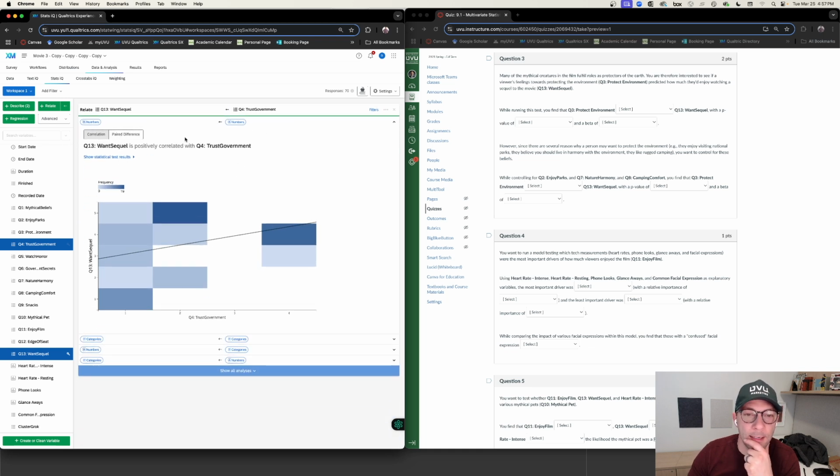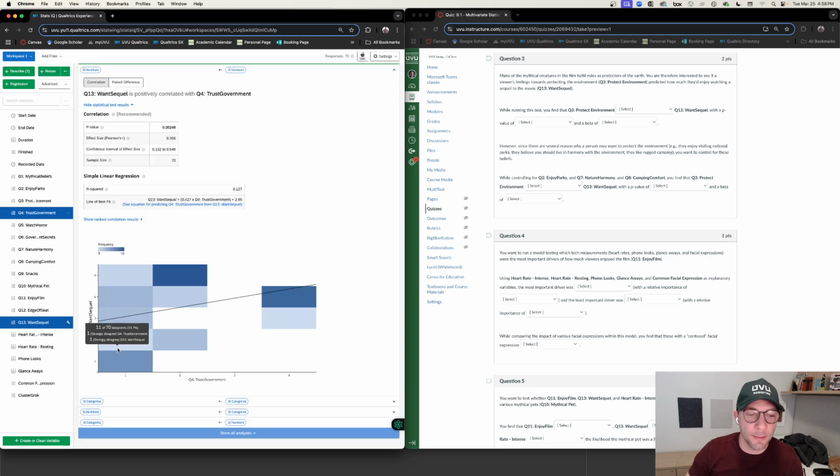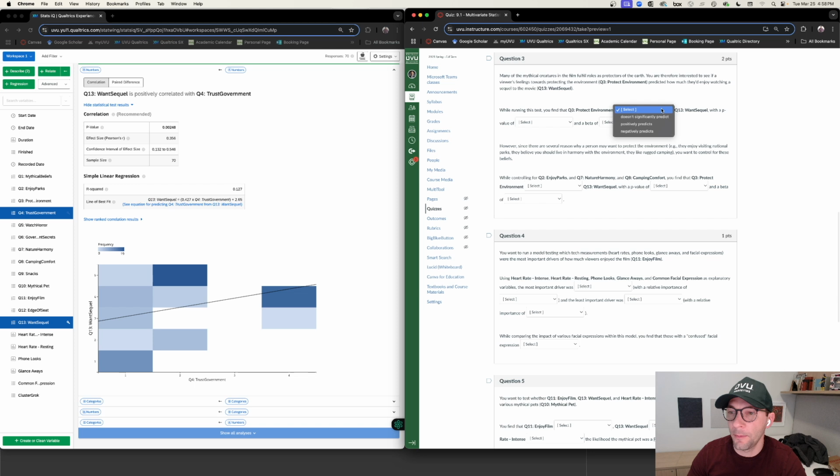And I see here that trusting government is positively correlated with wanting a sequel. Okay, so here's my p-value. So I see there is a relationship between trusting government and them wanting a sequel. Since the beta is positive, we're going to say the more that they trust the government, the more they want a sequel, right? You may have a similar finding here, depending on if the p-value is significant or not. Protect environment may or may not be significant. You put the p-value there and the beta there, okay?